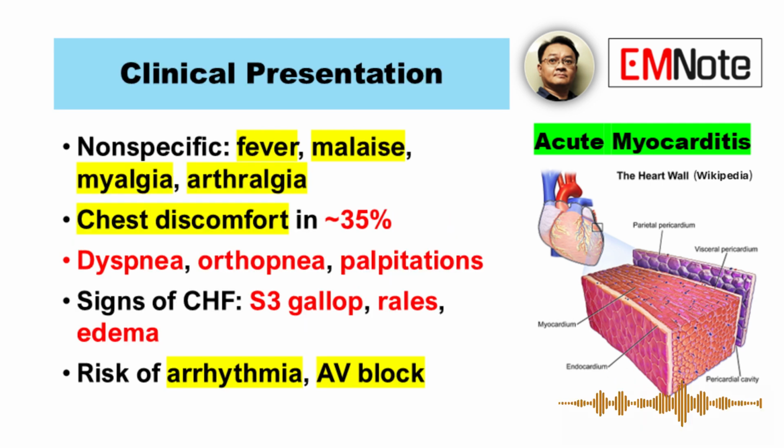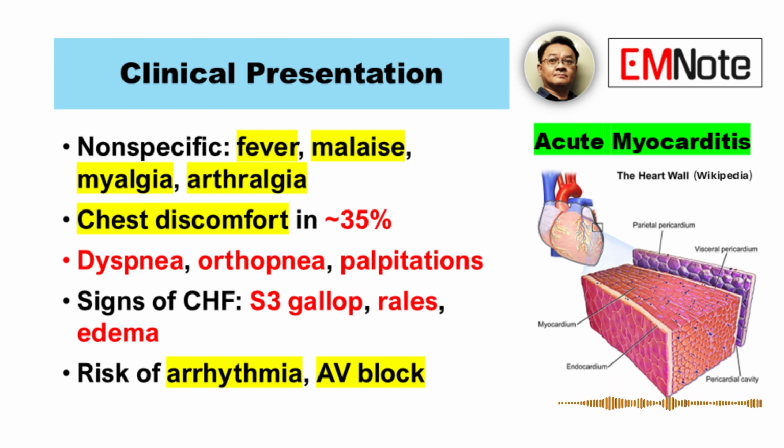Interesting. Given such a wide range of causes, what does the clinical picture usually look like? Patients often present with nonspecific symptoms such as fever, malaise, muscle aches, and joint pain. About 35% report chest discomfort. In more severe cases, patients may develop fulminant heart failure with dyspnea, orthopnea, palpitations, and peripheral edema.